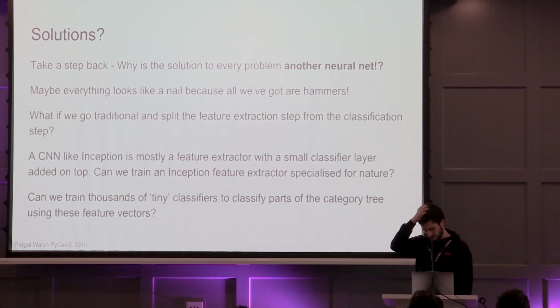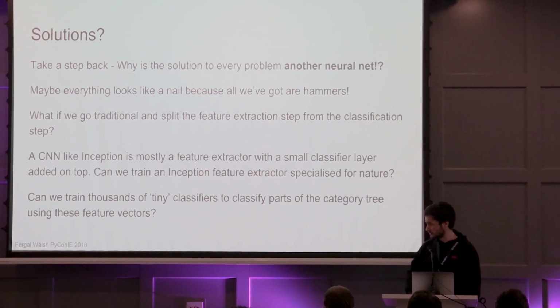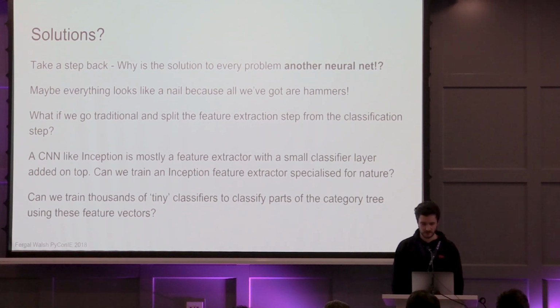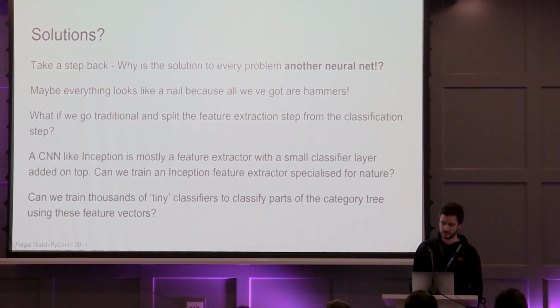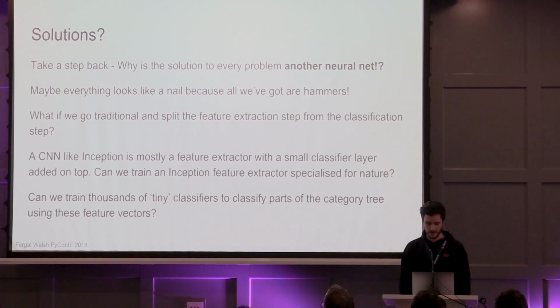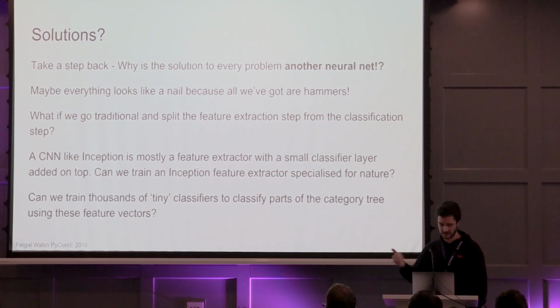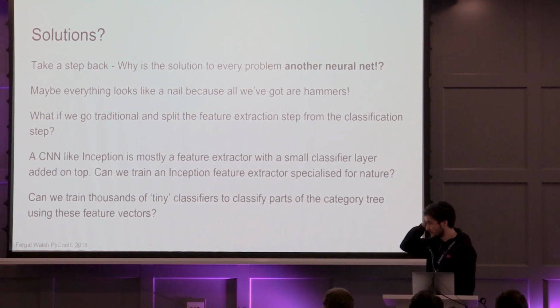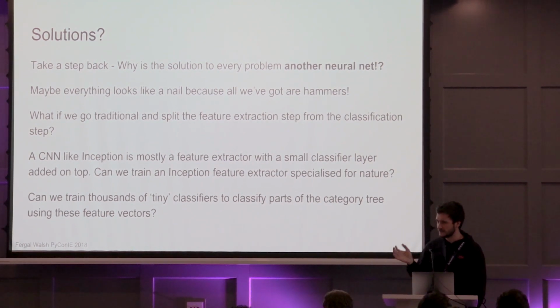So we took a step back and wondered if we were looking at this a bit wrong. Why do we think the solution to every problem is another neural net? Maybe because we're in this TensorFlow world, everything just looks like it should be solved with an inception. But maybe we could have gone back to that traditional approach where you split the feature extraction step from the classification step. Because in reality, most of what the neural network is doing is feature extraction, and it's just a small little classifier in the end.